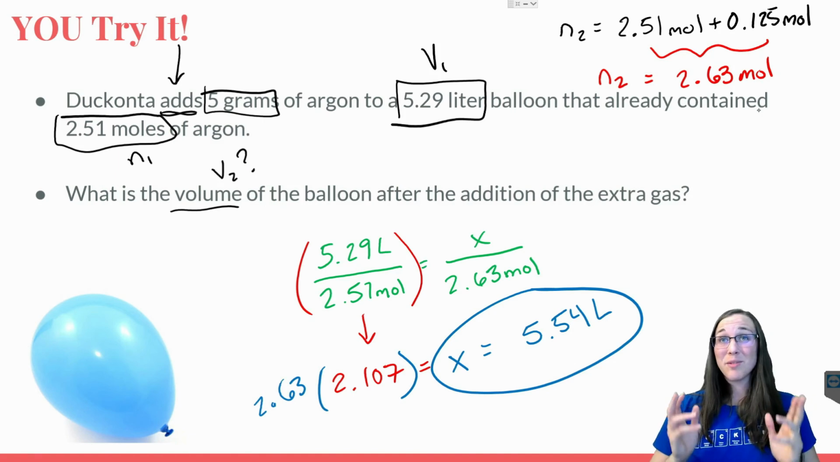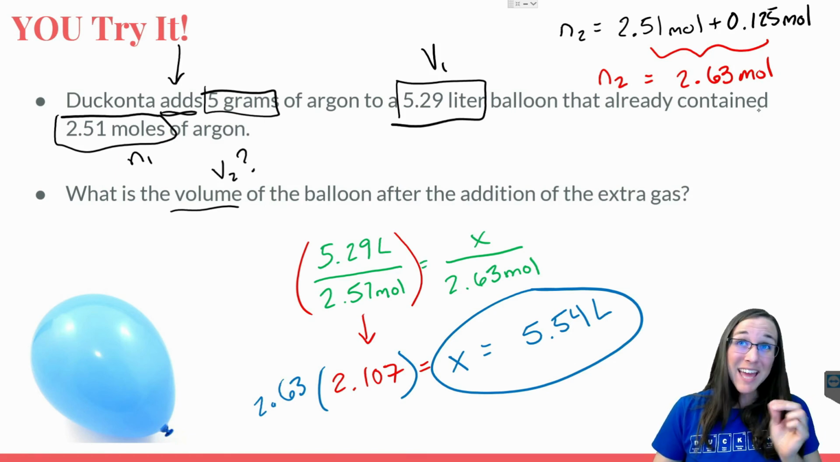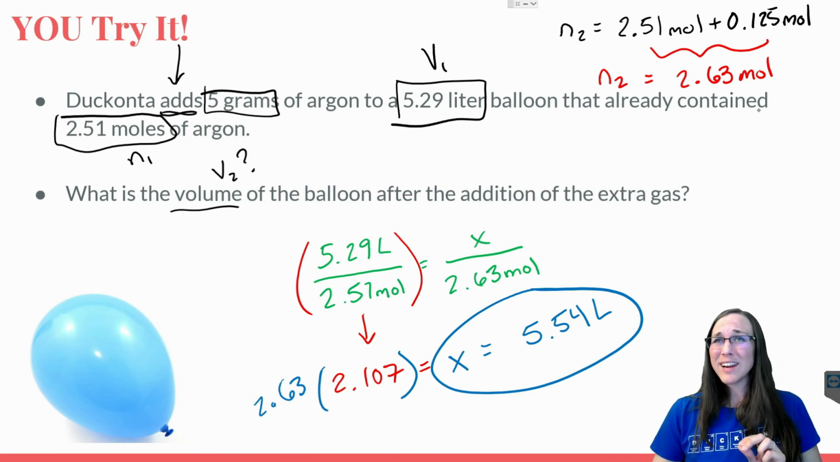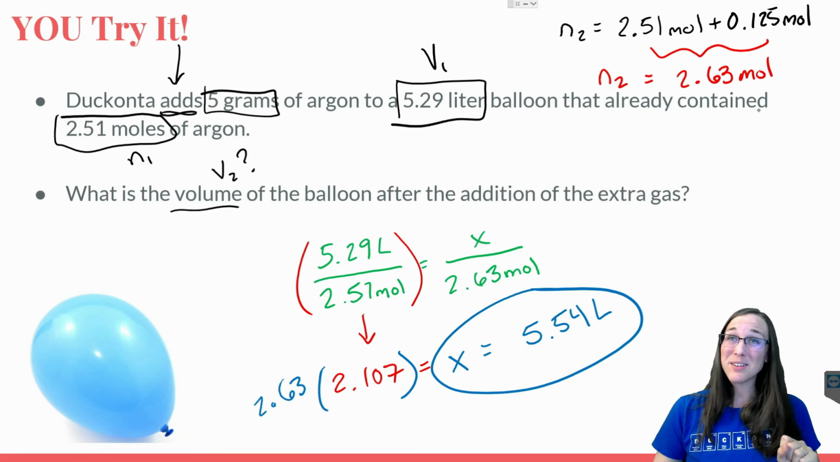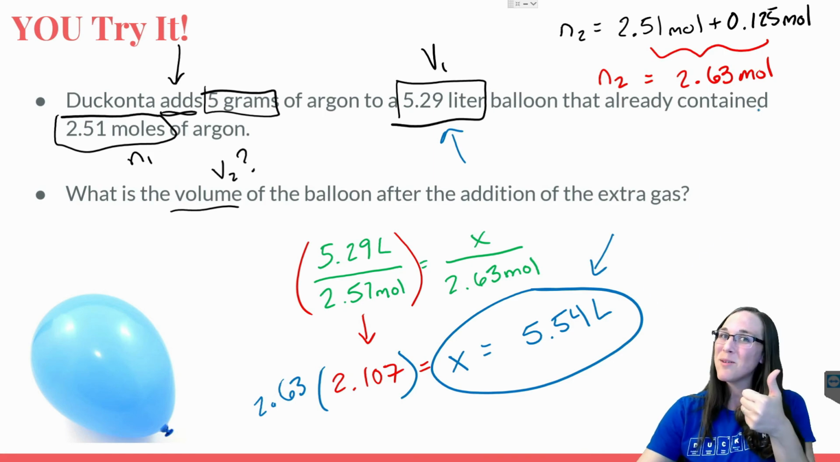Hopefully you got a value of 5.54 liters as your final answer. It would make sense that if we added moles to the balloon that already contained 2.51 moles, our volume would have to be bigger than what we started with. Since we started with 5.29 and we ended up with 5.54, we know we must have done this right.